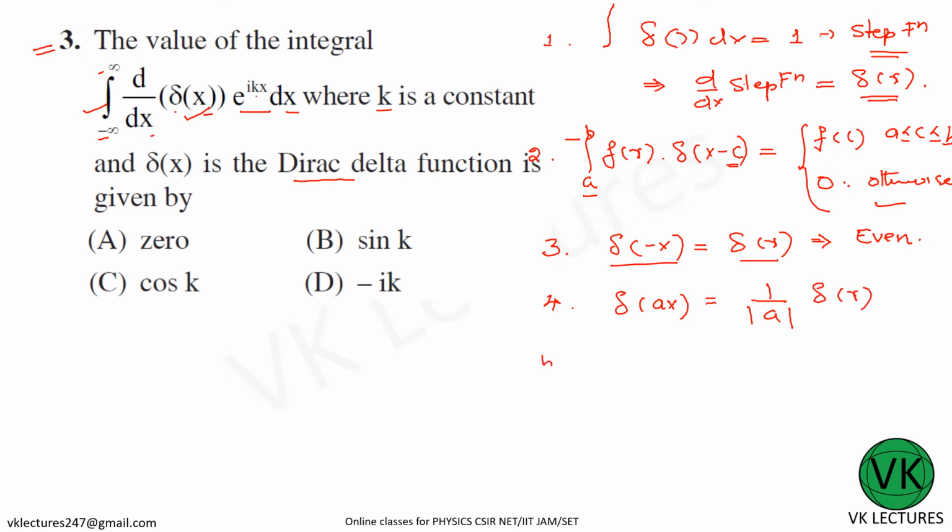Fifth point is delta of x square minus a square is equal to 1 by 2 times mod a into delta of x plus a plus delta of x minus a.